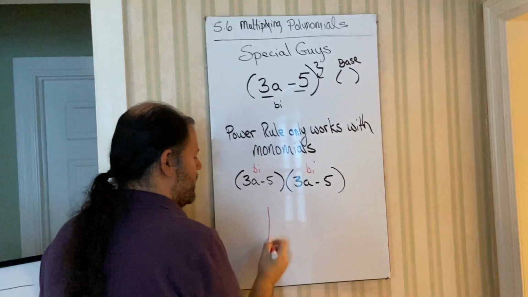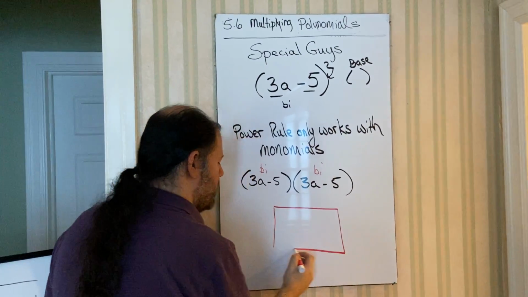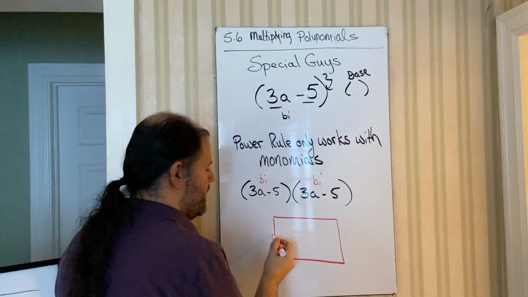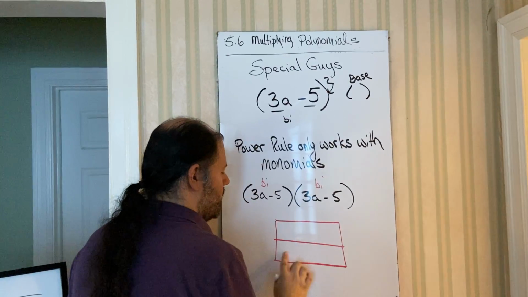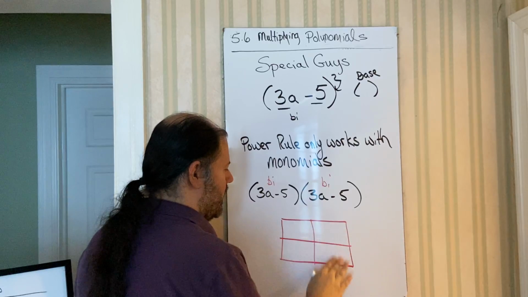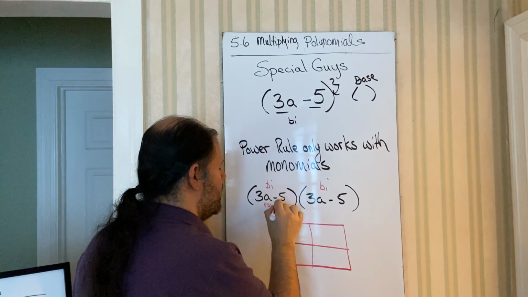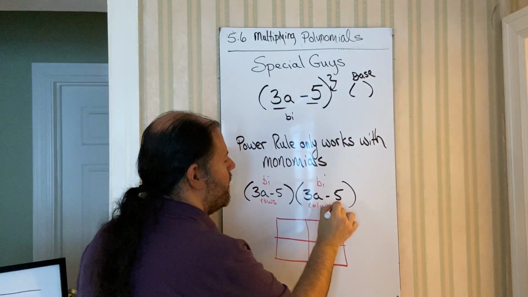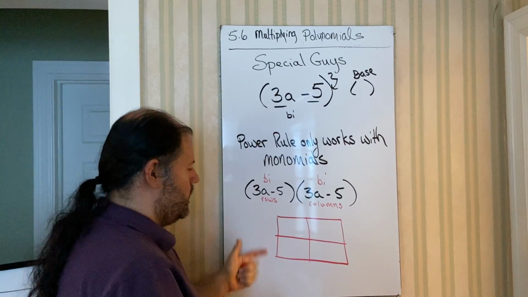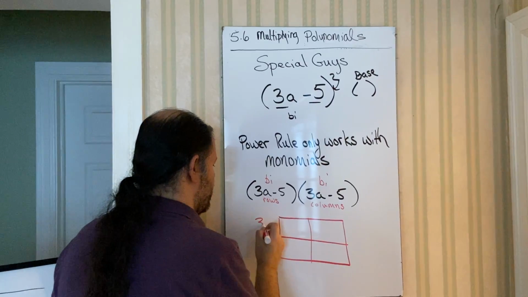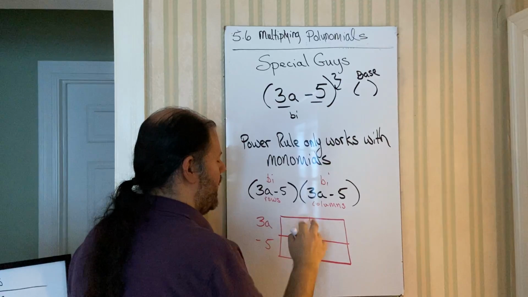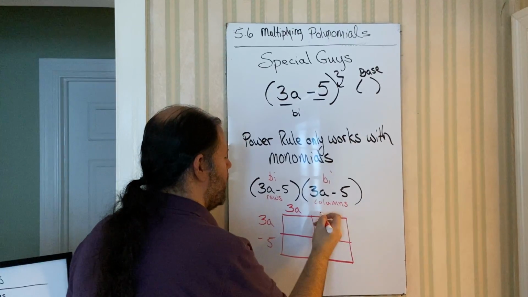So remember the rectangle says draw a big rectangle. Has to have 2 rows. So let's split this in half. So row 1, row 2, and 2 columns. Column 1, column 2. Remember I do rows and columns. 3a minus 5. Since this is rows, put it where the rows are. 3a and a minus 5. And then these represent columns, so put it on top of the columns. 3a minus 5.